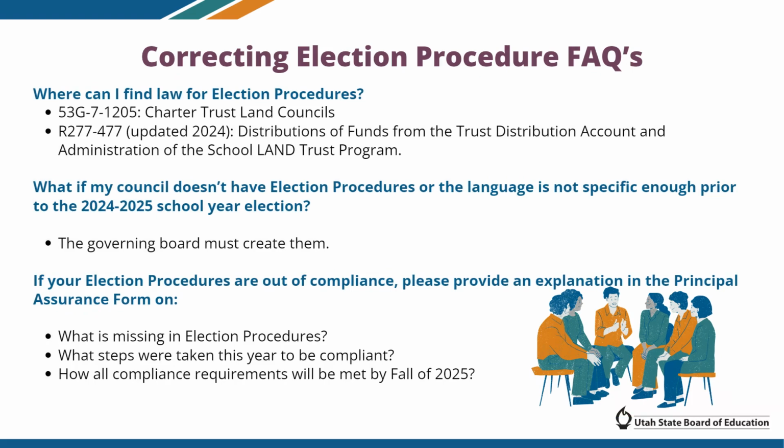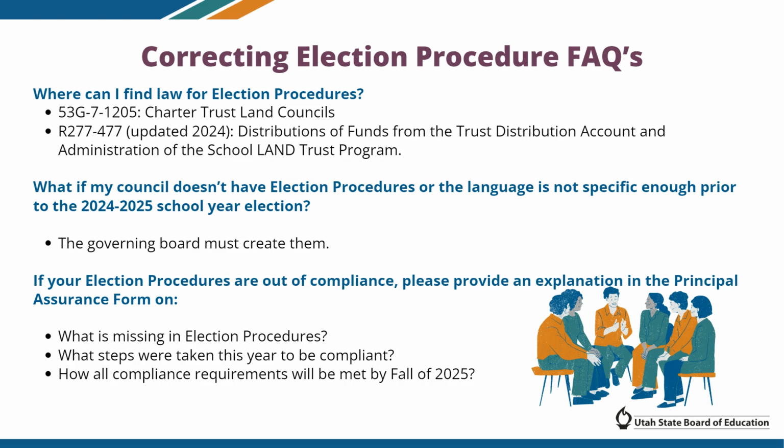To help with correcting election procedure violations, here are several frequently asked questions that might help guide your council in their work for the current school year. As a reference and to check for compliance, your council can find laws related to Charter Trust Land Council elections and rules of order and procedure in Utah Code 53G-7-1205 and Administrative Rule R277-477 as amended.